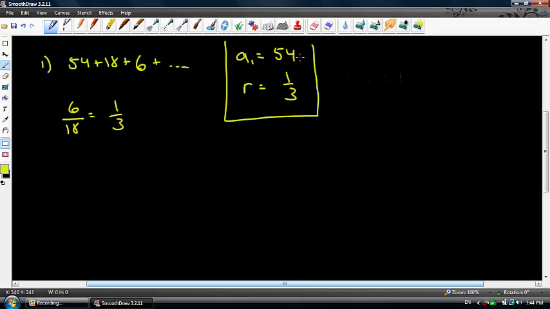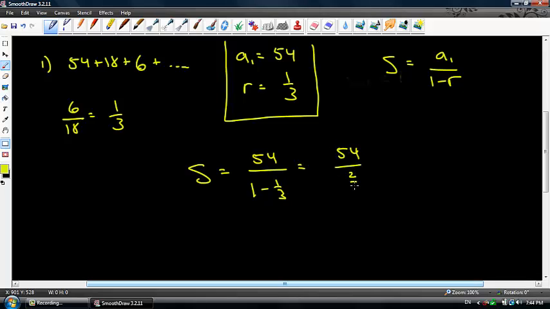The formula you use to find the sum of an infinite series is S equals a sub 1 over 1 minus r. So this is easy. S should equal 54 over 1 minus a third, which is 54 over 2/3, which is 54 times 3 over 2. That is 27. 27 times 3 is 81. And you are done.